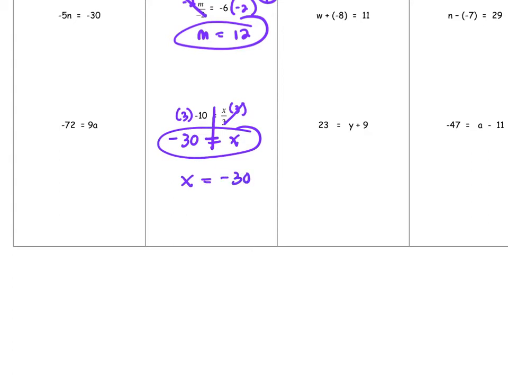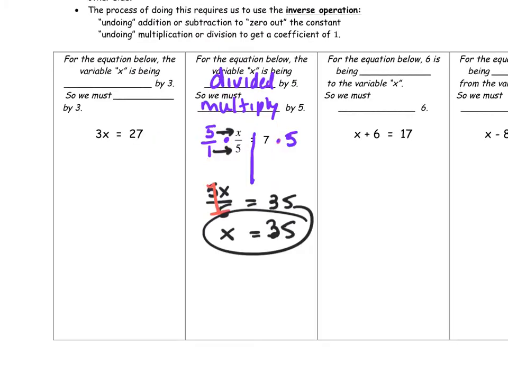Let's go to the front side in the first column. Here's the equation we're working with this time. For the equation below, the variable x is being multiplied by 3. So let's write multiplied.